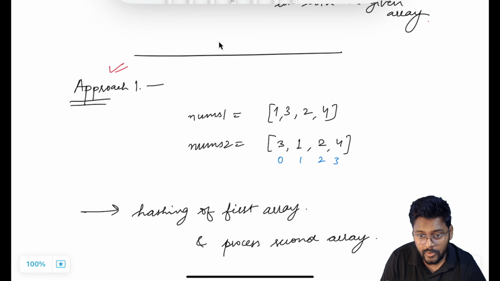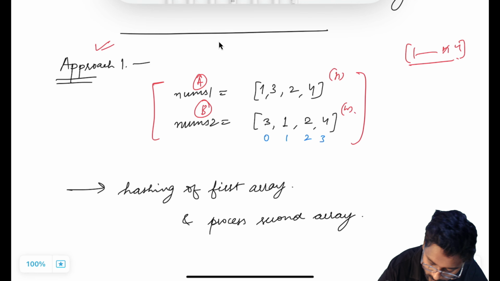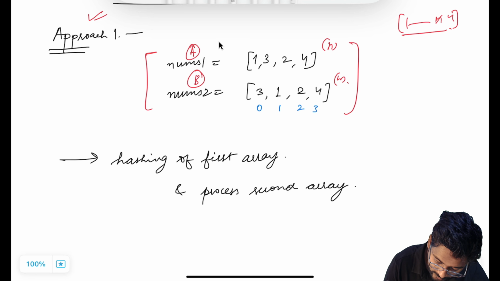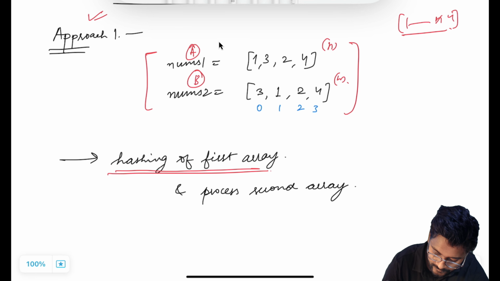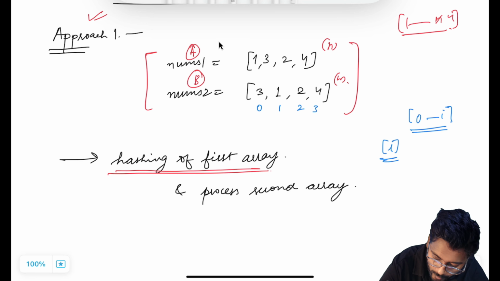Okay, let's have a look at the first approach, and I am going to take this example. This is my A array, this is my B array, and both the arrays are of size n and values from 1 to n. n is 4 here, so 1 to 4 in both arrays. So what is my first approach? I am going to use hashing on the first array. What I need to prepare is the ith item in my answer array such that from 0 to i, both inclusive, count the common elements in both array A and array B.